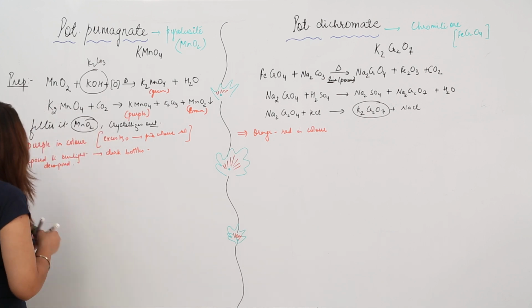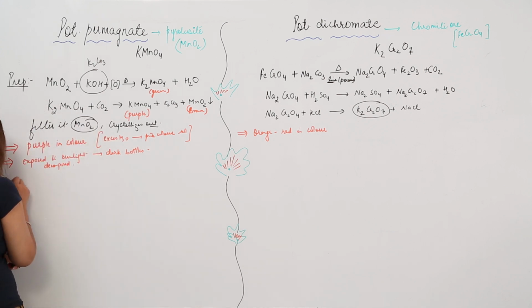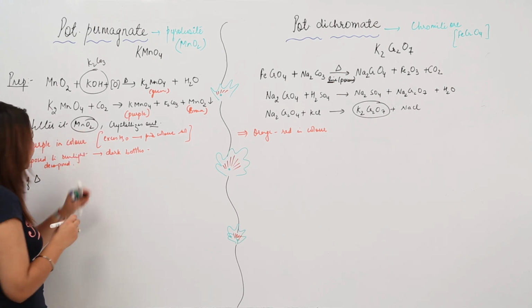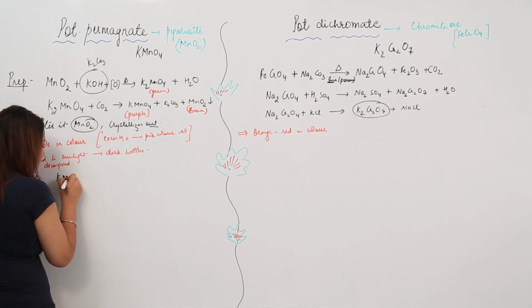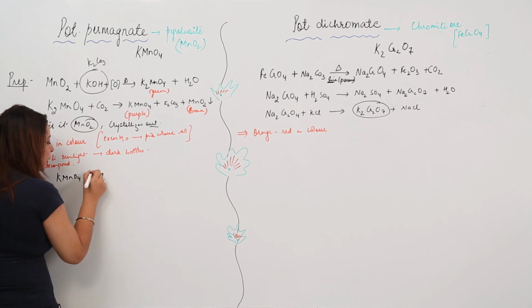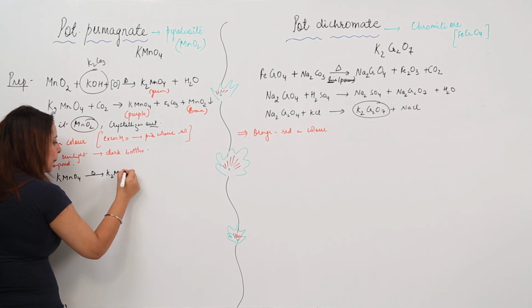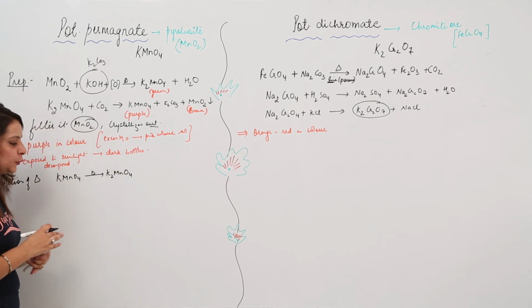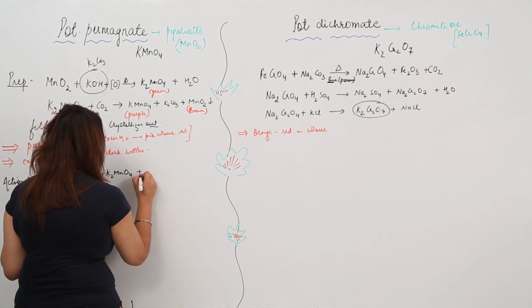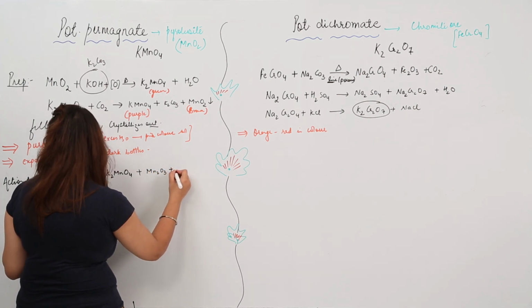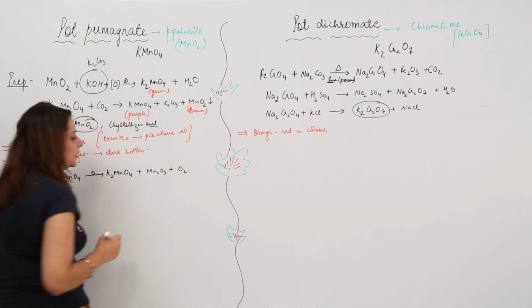Now if we talk about the action of heat, the first property I am taking into consideration is the action of heat. What happens when I heat this? Suppose I have KMnO4 and I heat it. It gets decomposed into K2MnO4, that is potassium manganate, and with that we get Mn2O3, and a little amount of oxygen is removed.